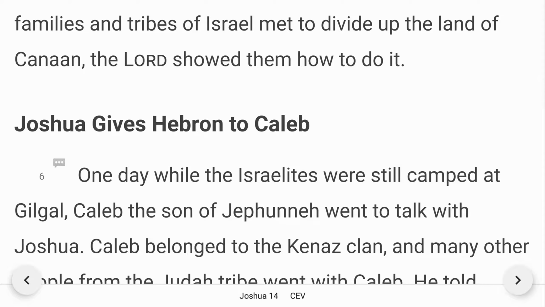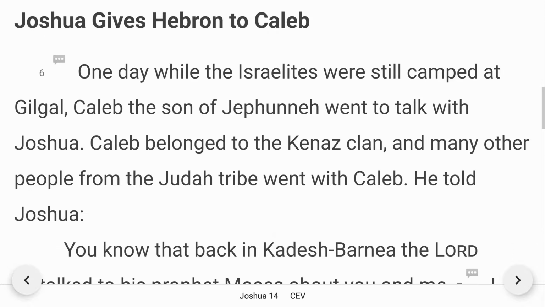Joshua gives Hebron to Caleb. One day, while the Israelites were still camped at Gilgal, Caleb, the son of Jephunneh, went to talk with Joshua. Caleb belonged to the Kenizzite clan, and many other people from the Judah tribe went with Caleb.